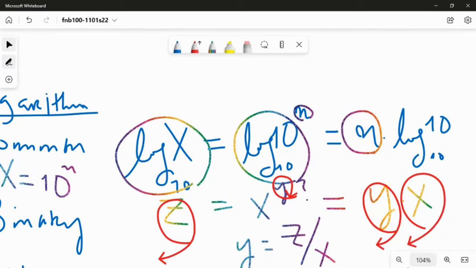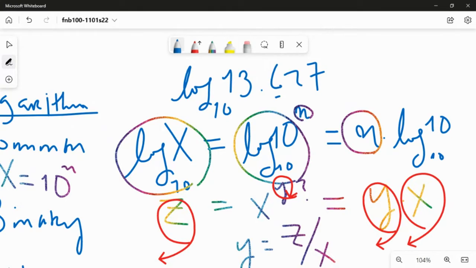the problem is, it's not impossible, but it's not easy to figure out what would be the base 10 log of some number like 13.627. I mean, the calculators can do that. The computers can calculate it. But for the human brain, it's absolutely nuts to figure out.